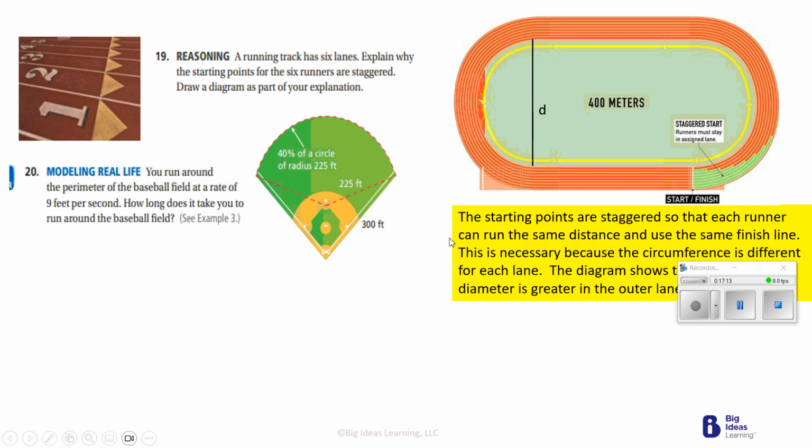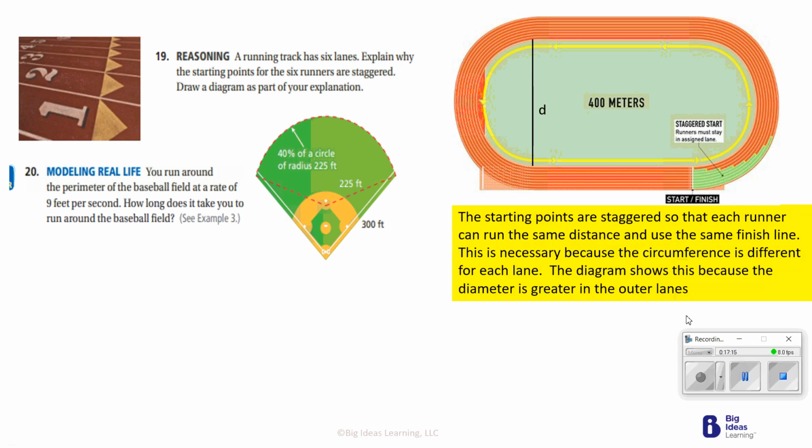Okay? The starting points are staggered so that each runner can run the same distance and use the same finish line. This is necessary because the circumference is different for each lane. The diagram shows this because the diameter is greater on the outside lanes. All right, number 20 is yours to do.